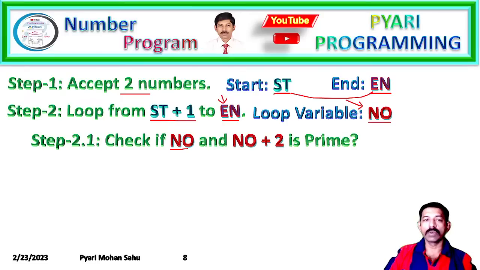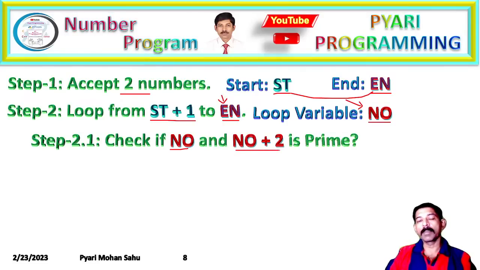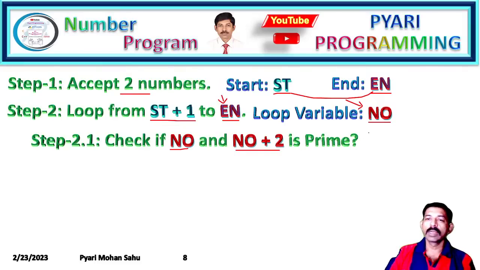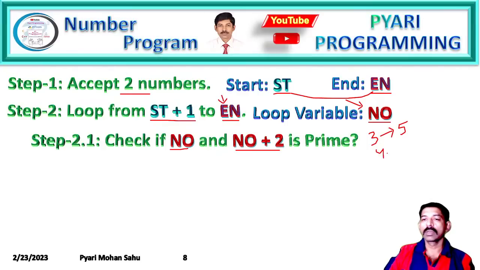Now I will check if number and number plus 2. Why number plus 2? Directly I am saying that if I am checking 3 is prime, then directly I am jumping to 5. If both are prime, it's a twin prime. If I am saying 4, then I'm directly jumping because I need a difference 2. 6 is false, so it's not a twin prime. It's true, it's a twin prime.